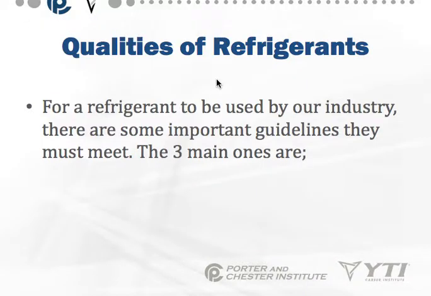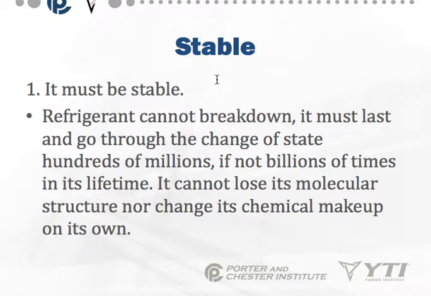We also have to worry about the quality of the refrigerants, okay? For a refrigerant to be used in our industry, we have to worry about three main guidelines. One, it has to be stable. It cannot break down. It must last and go through change of state hundreds of millions, if not billions of times in its lifetime. We do not want refrigerants that can be used up or destroyed in a system that is operating properly. It cannot lose its molecular structure nor change its chemical makeup on its own.